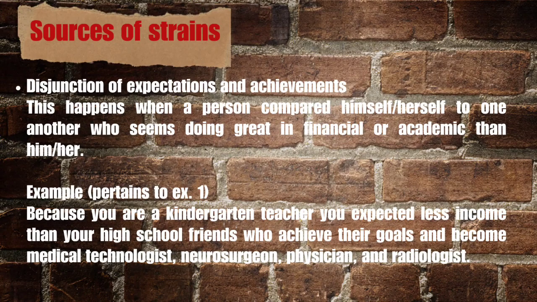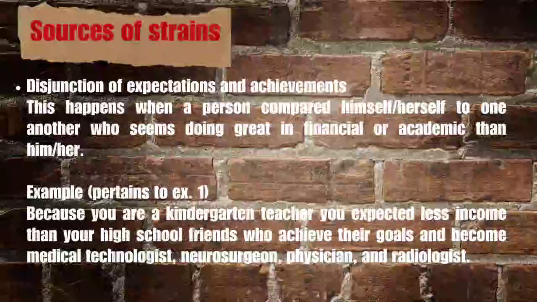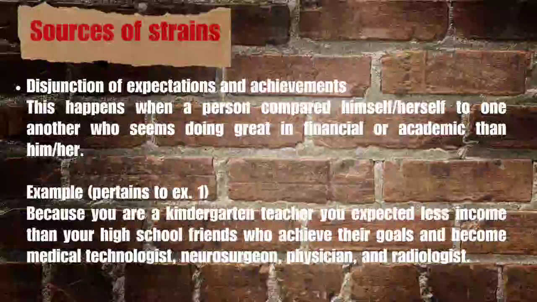Number 2, disjunction of expectations and achievements. This happens when a person compares him or herself to another who seems to be doing better financially or academically than him or her. Referring to example number 1: because you're a kindergarten teacher, you expected less income than your high school friends who achieved their goals and became medical technologists, neurosurgeons, physicians, and radiologists. In this, you simply compare yourself to others who are doing fine and great in their fields and life.